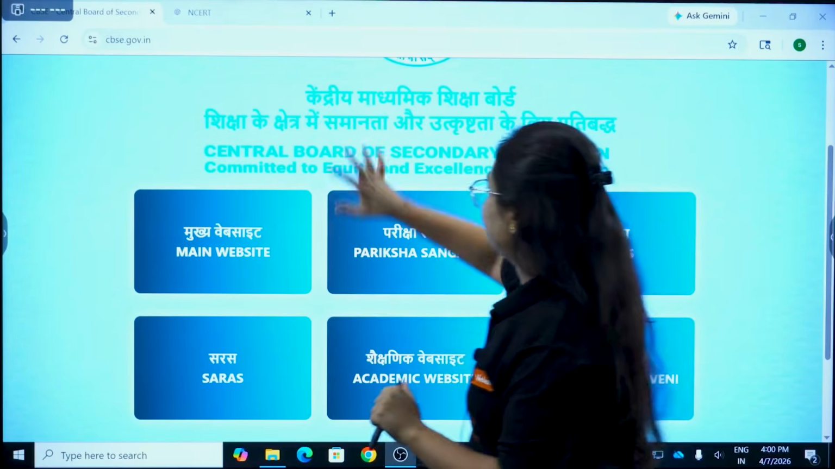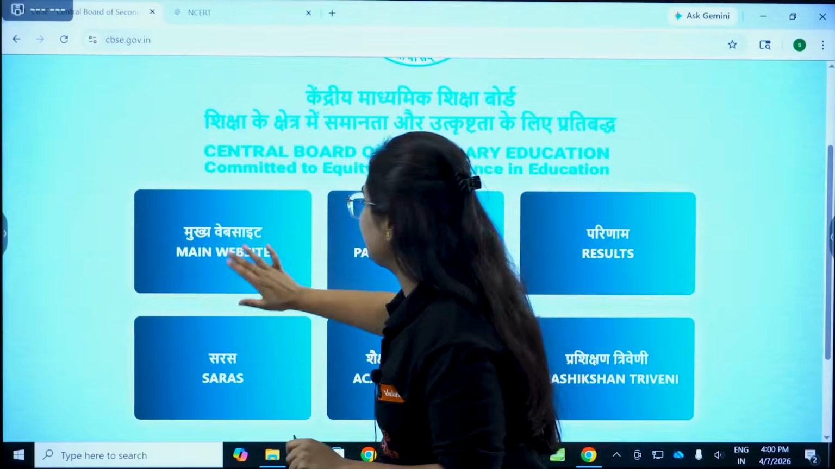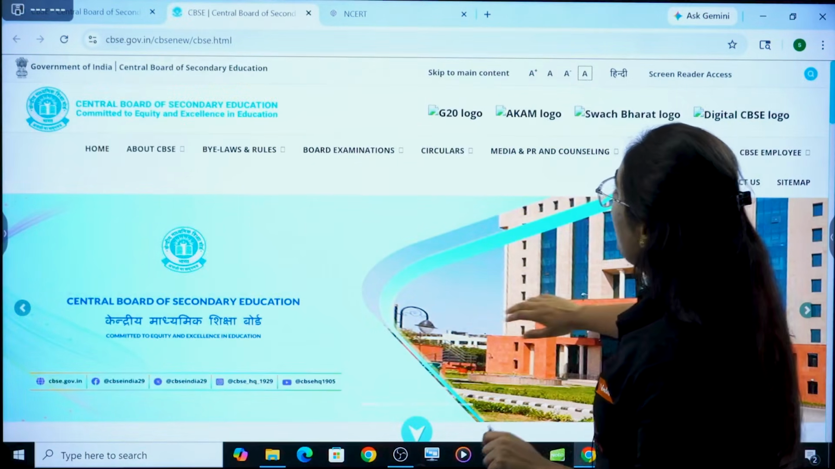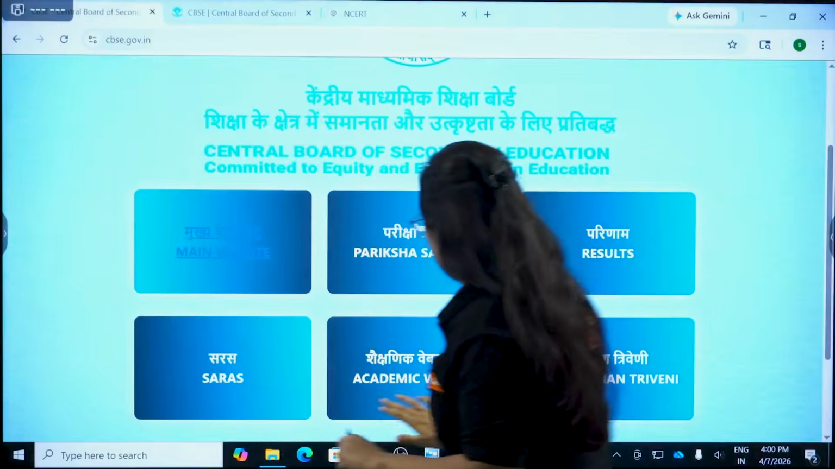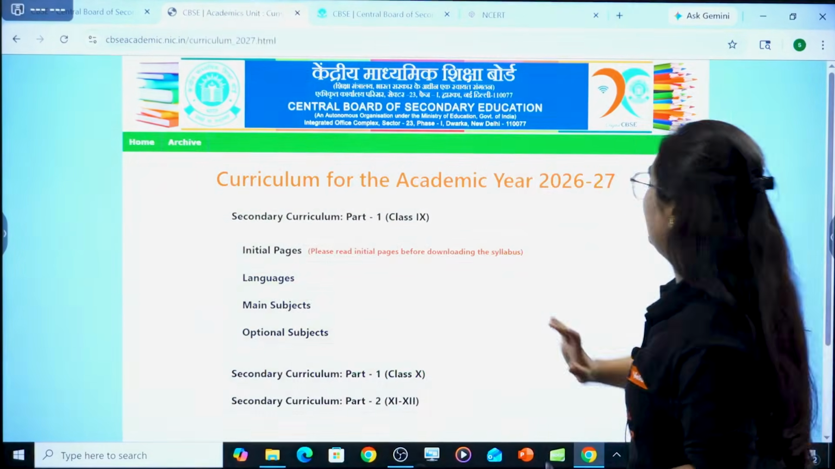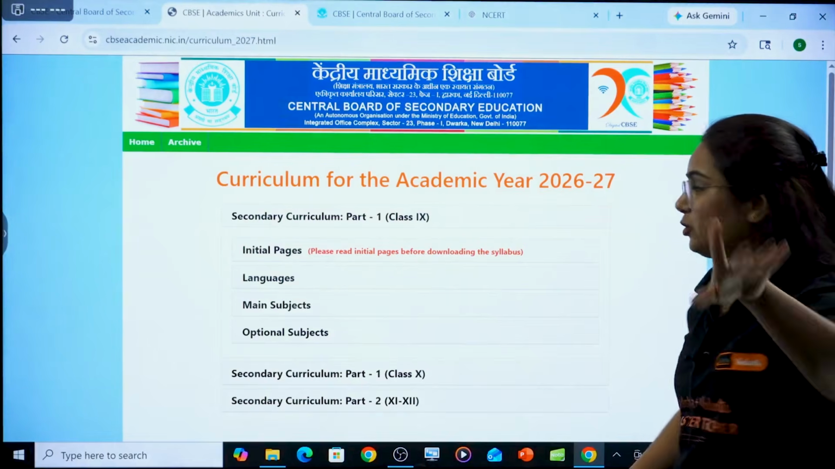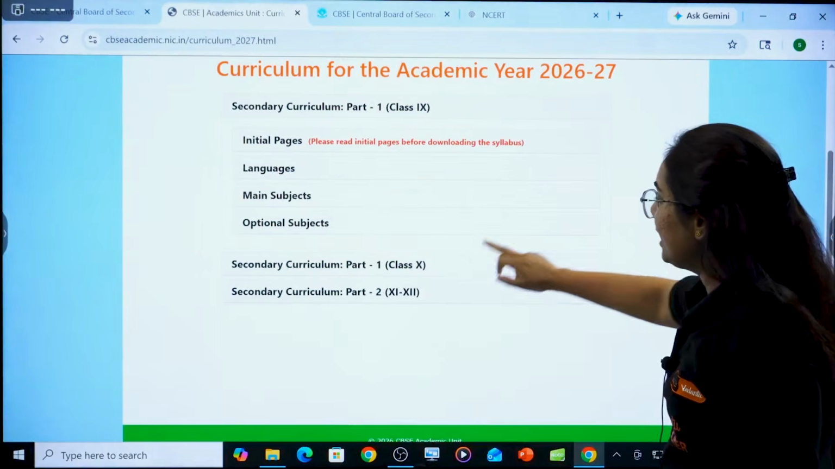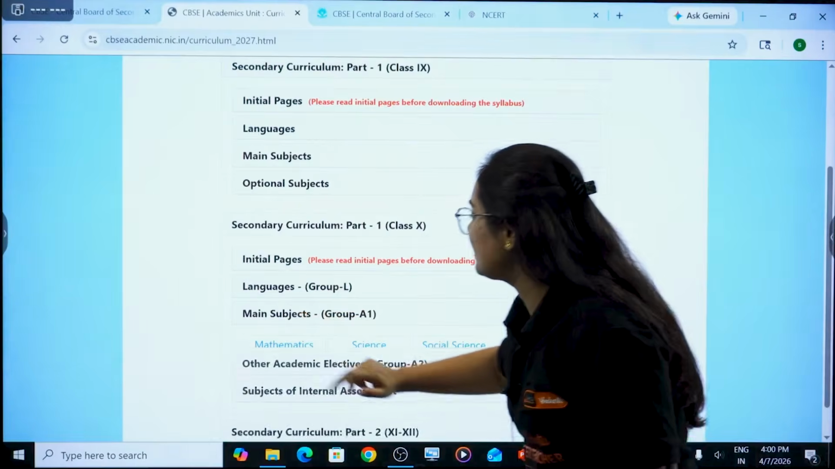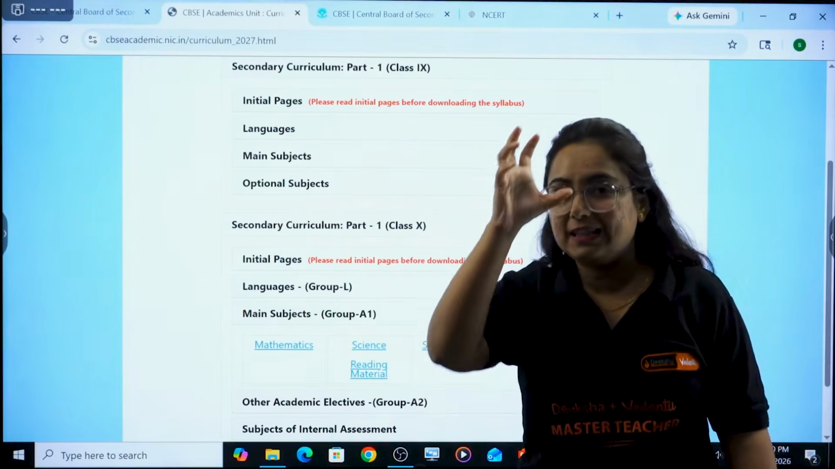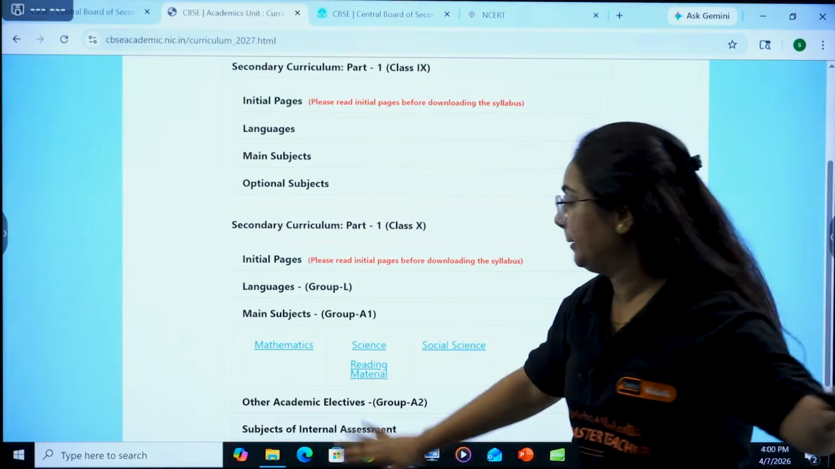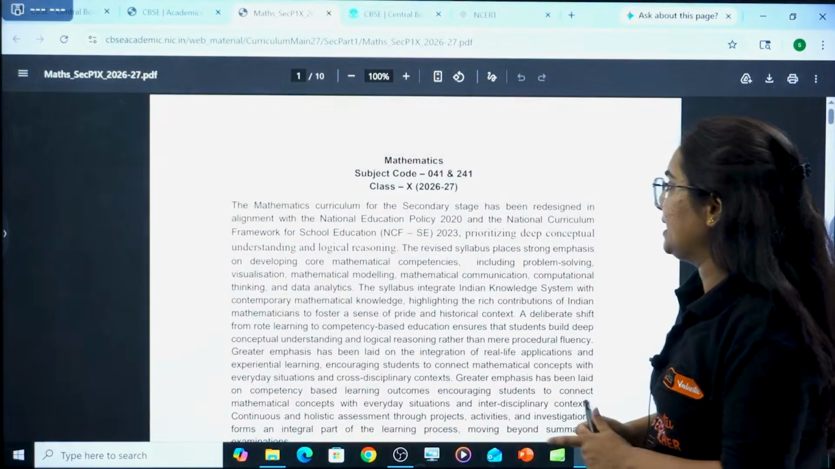Let me show you. So this is the website of CBSE. We'll go to the main website. After that, we will go to the academic website, just a second, and then we will go to the curriculum, that is for the year 26 to 27. You can see that your curriculum for class 10th is here. Right now, we are just focusing upon the main subjects and the list of syllabus, what is being here and what is being deleted. So we will start with mathematics, okay?